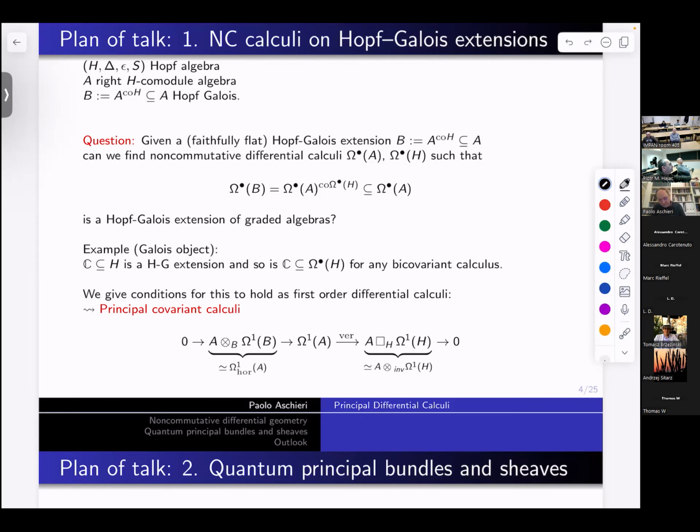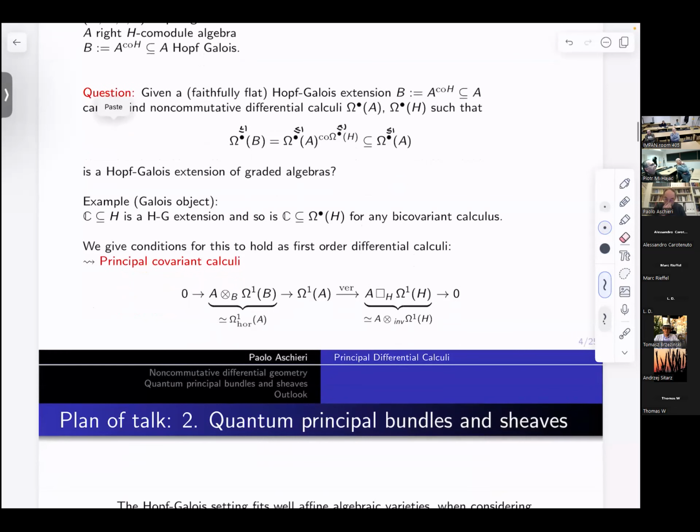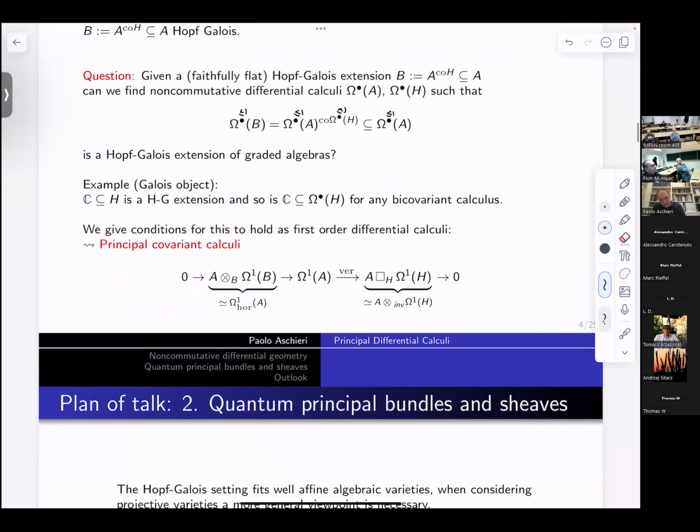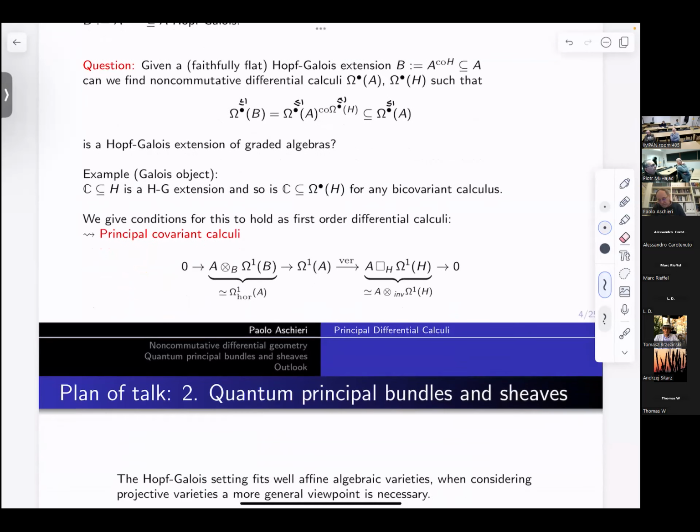Then we can still have, because these are graded, an exact sequence, provided that we, as I was saying, just keep the degree zero and degree one. And the condition for having such a Hopf-Galois extension with a compatible differential calculus will be shown to be in one-to-one correspondence with the condition of having such an exact sequence. So this is an exact sequence. Let's briefly comment on it. We will comment a little bit more later on.